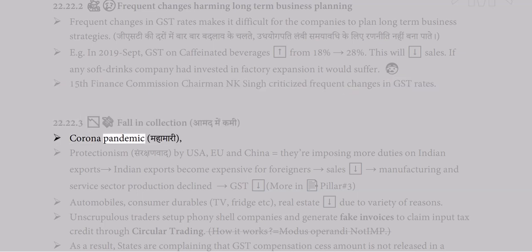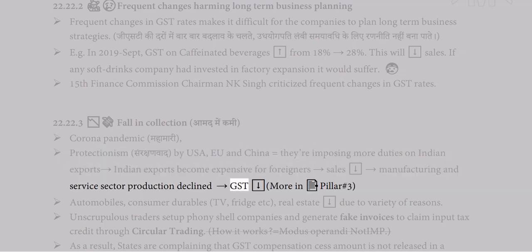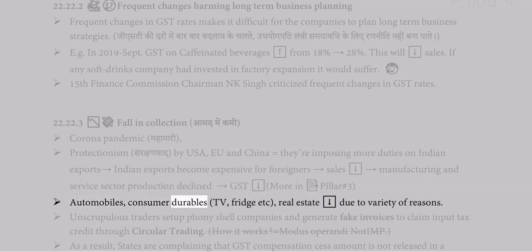22.22.3 Fall in collection: corona pandemic, protectionism by USA, EU and China, equals they're imposing more duties on Indian exports. Indian exports become expensive for foreigners. Sales go down, manufacturing and service sector production decline. GST collection falls more in pillar #3, automobiles, consumer durables, TV, fridge etc. Real estate also declines due to a variety of reasons.